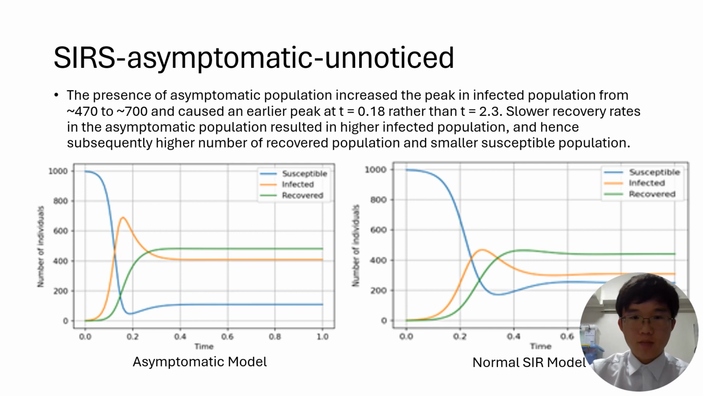The presence of an asymptomatic population increased the peak of the infected population and caused an earlier peak at T0.18 rather than the normal 2.3, as demonstrated in the graphs below. Slower recovery rates in the asymptomatic population overall resulted in higher infected numbers.